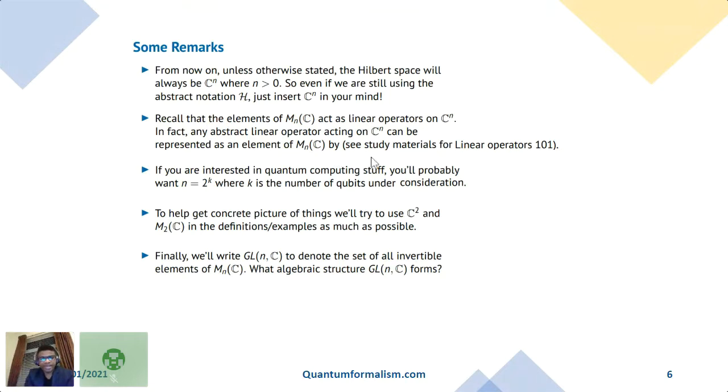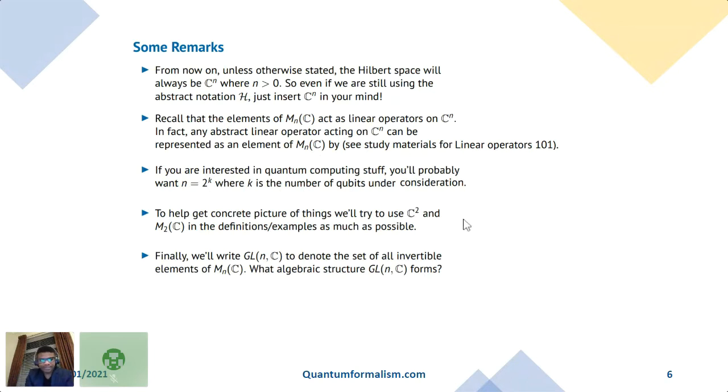Okay. And another thing that I've been repeating all the time, and apologies for those of you, is that a lot of you are interested in quantum computing, so you don't want Cn for any n, you want n to be 2 to the k. So the dimension of the Hilbert space equals 2 to the k, where k is the number of qubits that you are interested in.